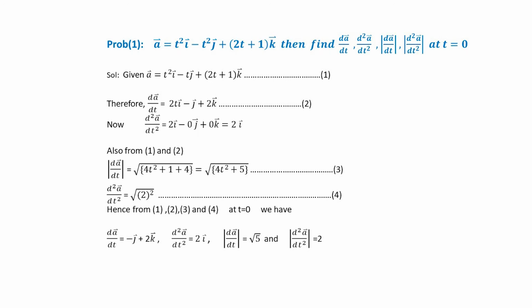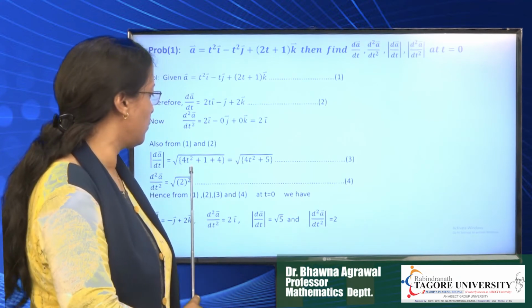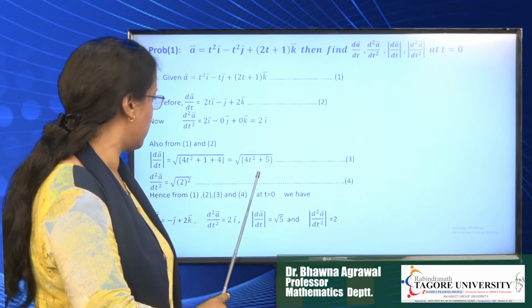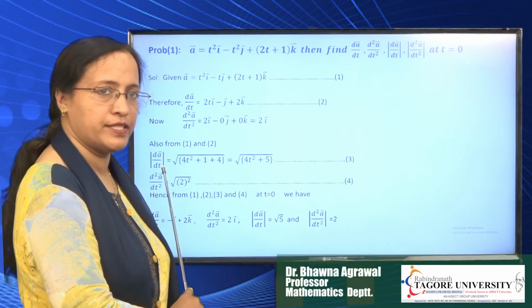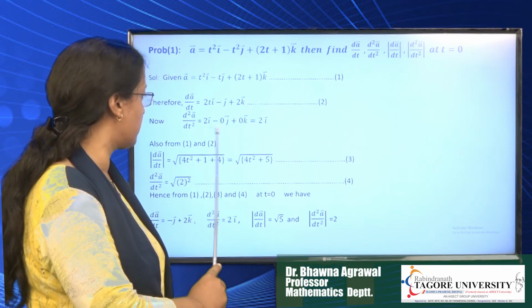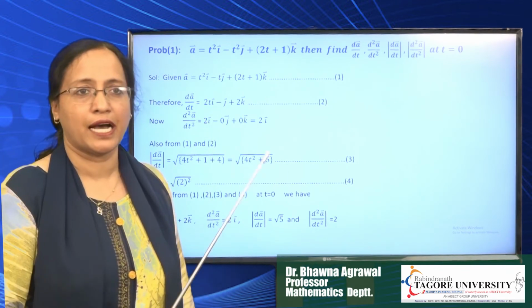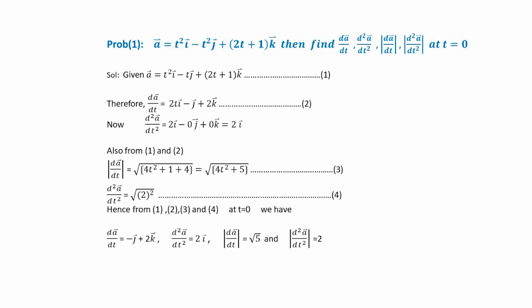Modulus of dA by dt, this was the value of dA by dt. Squaring the coefficient of i, j, k, root over, we get this much. This is the value for modulus of dA by dt. Another, modulus of d square A by dt square will be the square root of the squared coefficients of i, j, k. These are the values at t is equal to 0.